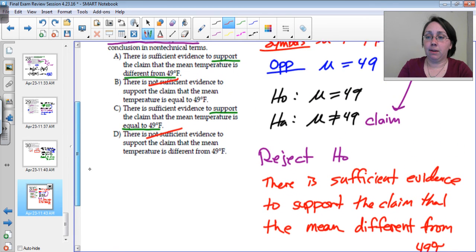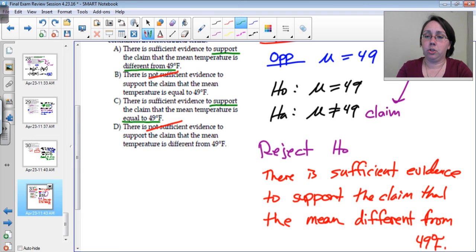So you got to be careful. Sometimes they turn it around on you a little bit. So A is the one that matches how we had it set up. Some of these multiple choice, it's better if you write down the steps as if you were doing a hypothesis test. That way you have everything there that you need. You don't have to go back and fill in gaps. If you follow the steps, you have less chance of making a mistake.